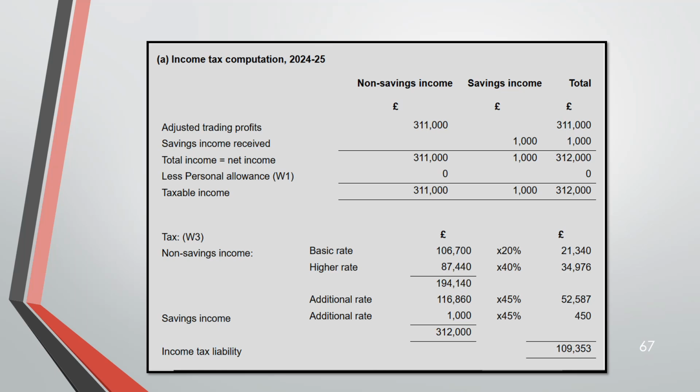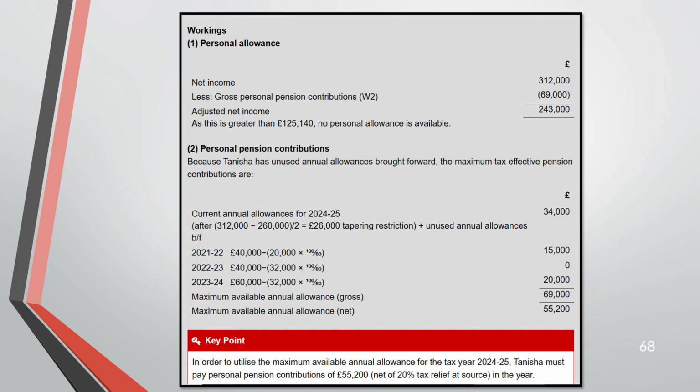So this is the answer for activity 9 part A, where we have calculated the income tax liability, which is 109,353. So we have three workings. Working 1 for personal allowance, where adjusted net income is more than 125,140, therefore it is 0. And working 2 is for personal pension contribution, where we have the unused annual allowance brought forward from the previous 3 tax years in the current year, and all are gross figures.